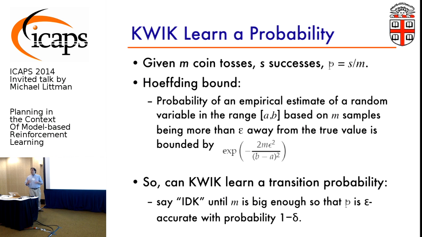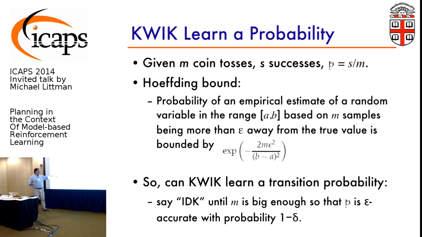What's nice is that the Hoeffding bound actually gives us a way of relating that estimate to the actual probability of coming up heads. And what it says is that if we take the empirical estimate for a variable that can take values in this range, based on m samples, the probability of it being more than epsilon away from the true value is bounded by this nice exponential expression. And what we can do then is invert this and solve for m. What does m need to be? How many times do we have to flip the coin so that we're reasonably sure that we're reasonably close to the right answer?